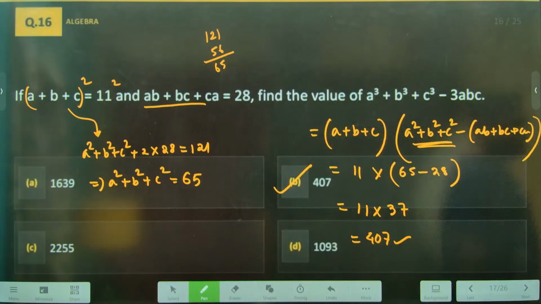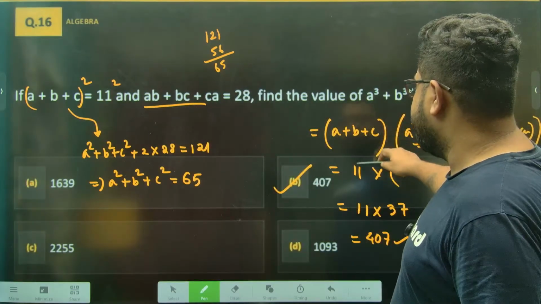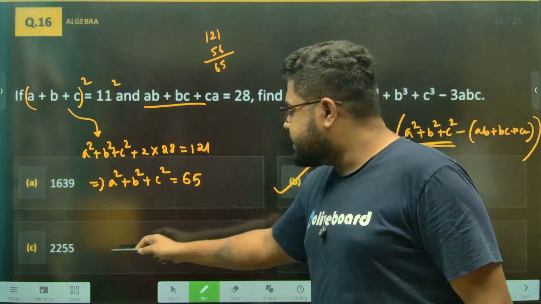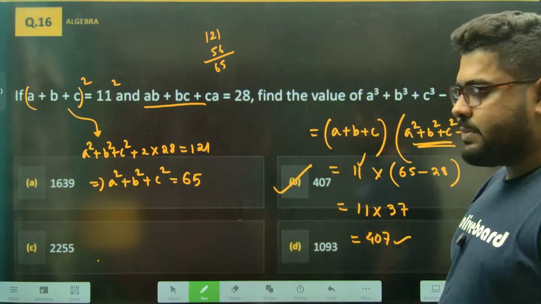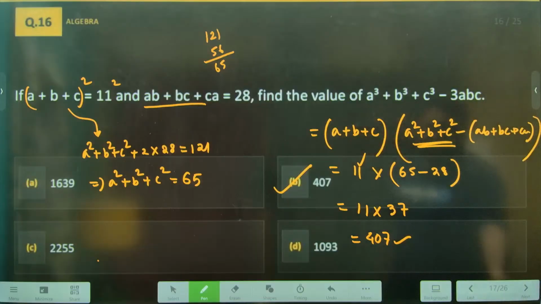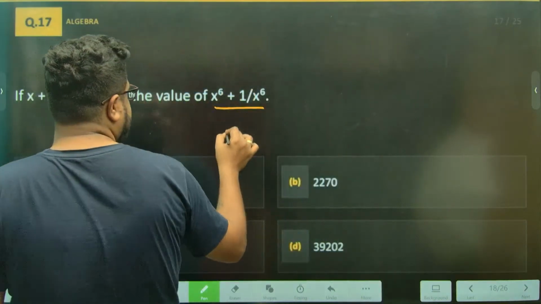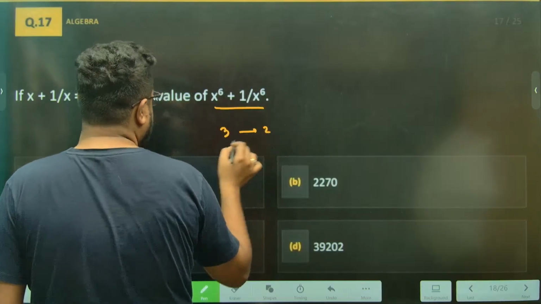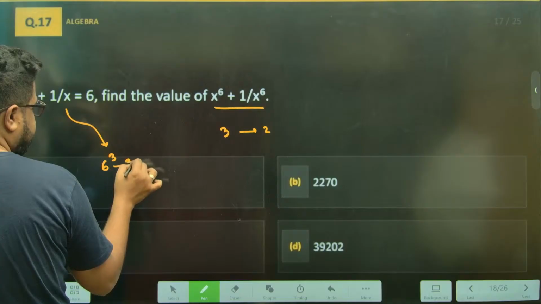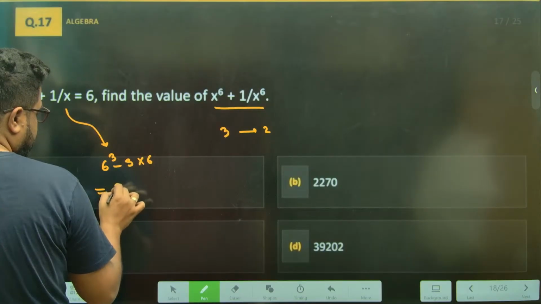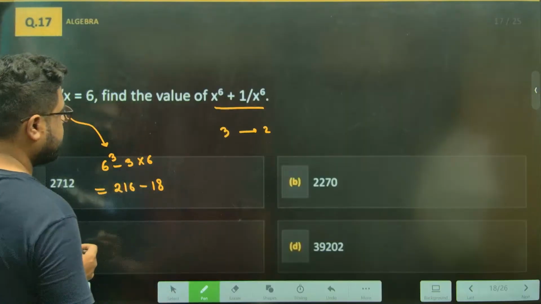Now, many people will say, sir, A plus B plus C is 11, so my answer will be a multiple of 11. The problem is, this is a multiple, this is also a multiple, and the other term is also a multiple, so again there are multiples. You cannot really use the shortcut. To the power 6 meaning cube, then square. So cube I'll do. Cube will be 6 cube minus 3 into 6: 216 minus 18, sir. Right.